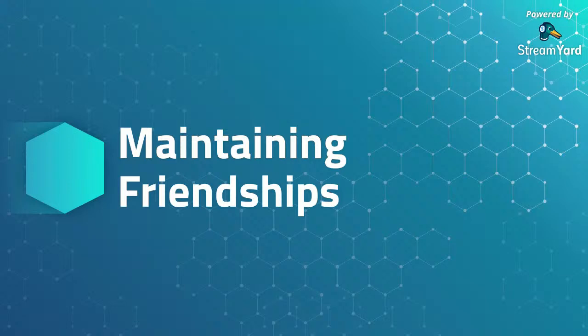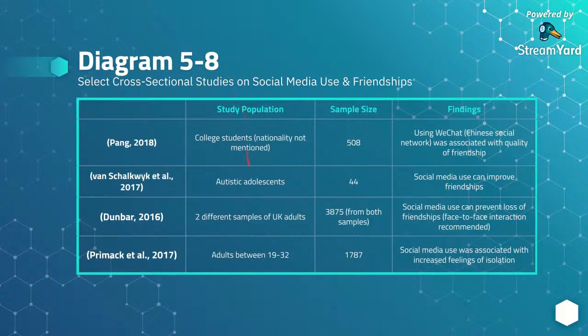A paper published in Heliyon, a self-press journal, found a correlation between use of WeChat and friendship quality. The study analyzed 508 college students, and participants completed surveys, and then the results were analyzed. Just be a little sympathetic, though, considering the fact that there was only one author for this paper. Okay, but anyways, another study of 44 autistic adolescents, which you can see here, found that social media use can improve friendships. So this is the first study I mentioned, and this is the one I'm talking about right now. This one was about autistic adolescents. Just keep that in mind.